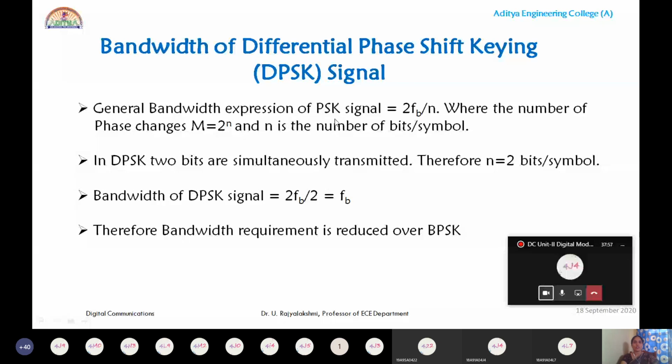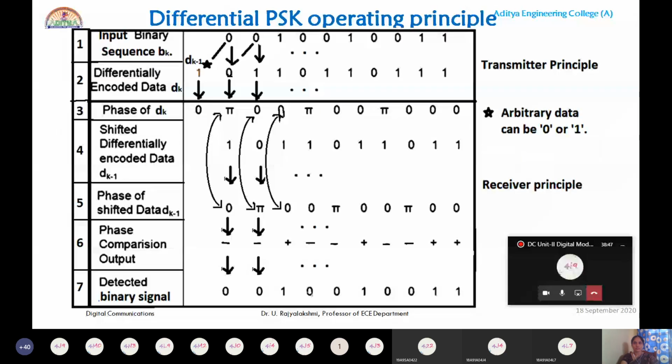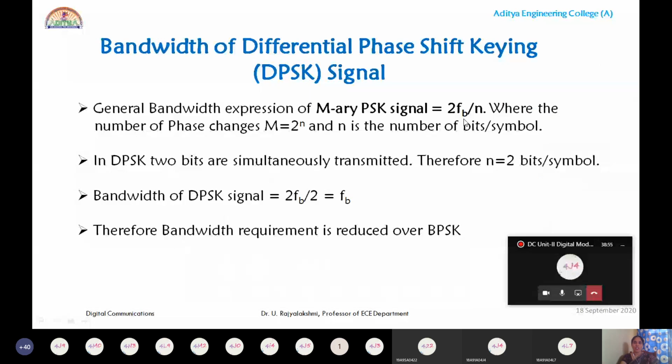So what is the general expression for the bandwidth of any PSK signal? It is 2 FB by n. Or else you can write it as the general expression for any M-ary PSK signal. So for any M-ary PSK, it is 2 FB by n. What is the general expression for any M-ary PSK signal? It is 2 FB by n.